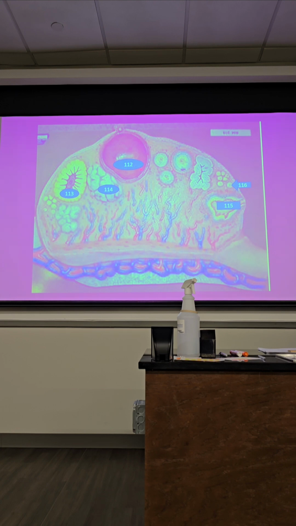Tertiary follicle, vesicular follicle, or mammalian follicle. Okay, what is this one right here? 116. Primordial follicle. Right? What does this one look like to you right here? Looks like a primary, right? This looks like a primary, this looks like a secondary. Oh, yeah. Right? Don't worry about this one.